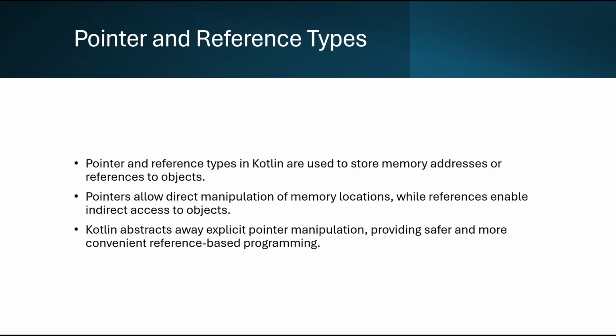Pointer and reference types in Kotlin are used to store memory addresses for references to objects. Pointers allow direct manipulation of memory locations, while references enable indirect access to objects. Kotlin abstracts away explicit pointer manipulation, providing safer and more convenient reference-based programming.